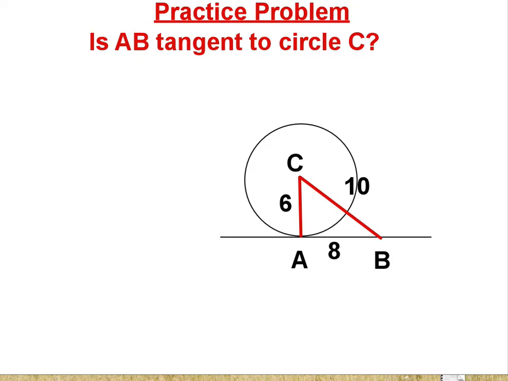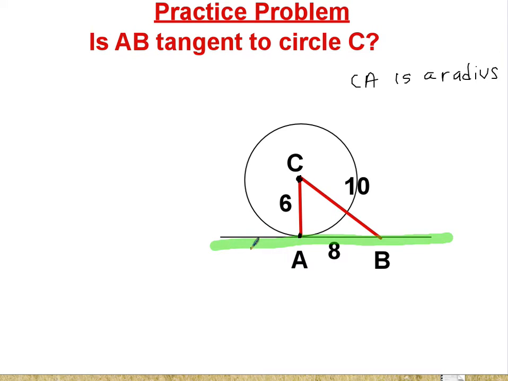So let's do a practice problem. The question is: is AB tangent to circle C? AB is this segment. I'm going to highlight it here. We're trying to figure out, is it tangent to the circle? Well, if this is circle C, that means that CA has to be a radius. How do I know? A radius is a segment that extends from the center to the edge of the circle.